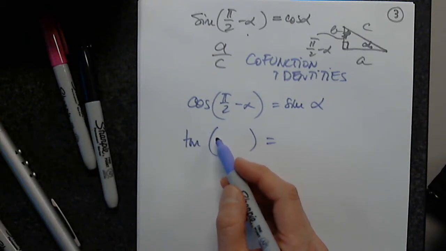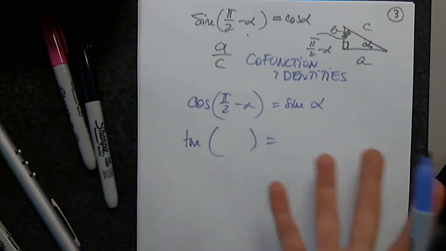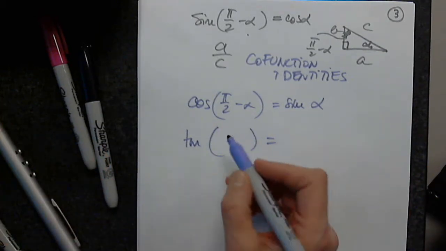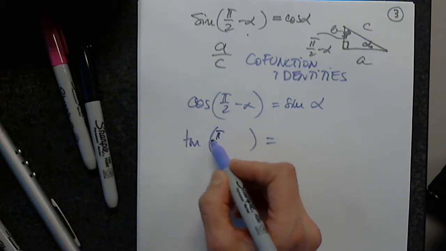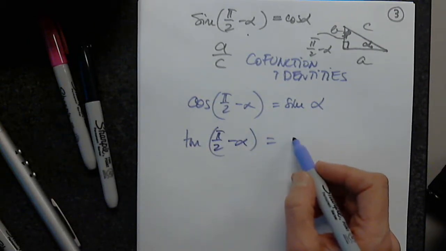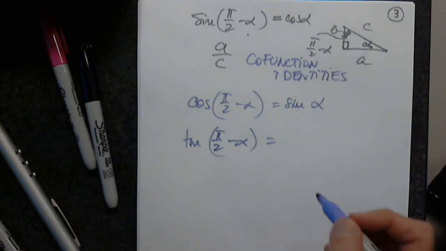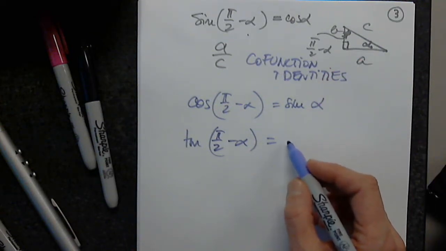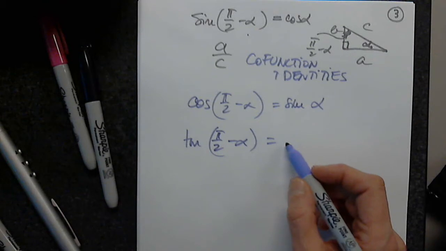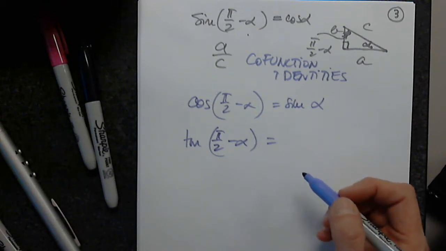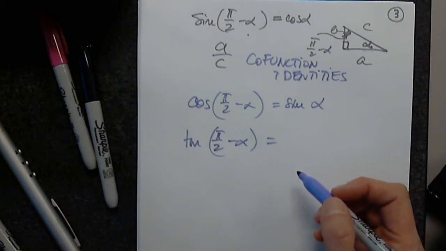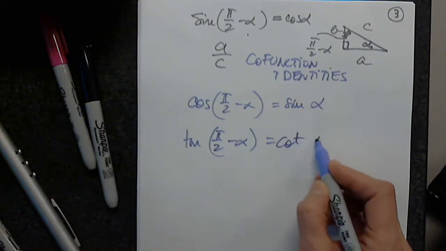Are we still using pi over 2? Okay. Same thing. Tangent of pi over 2 minus alpha. If you have any doubts, look at this. Secant. The co-function of tangent cannot be secant or cosecant. It must be cotangent alpha.